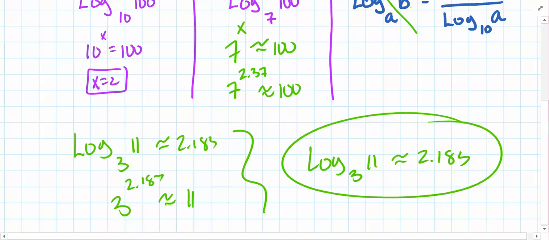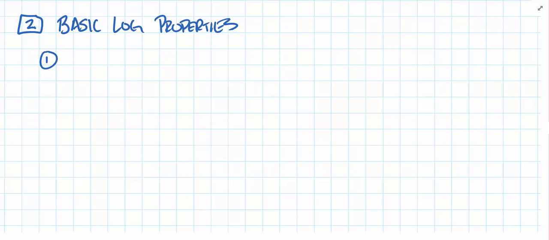Okay, box 2 is all about learning about the basic log properties that we're going to use today to condense and to expand logarithms. So the first one is called the product property.